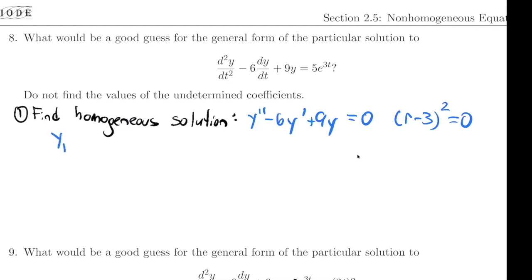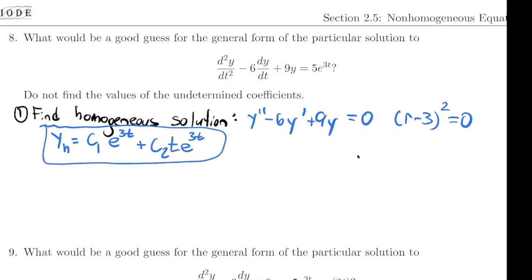So our homogeneous solution, when we have a repeated root, would look like c1 e to the 3t plus c2 t e to the 3t. Right, so that would be our homogeneous solution. And because it's a repeated root, that's why we have this extra t over here. Any questions about that?